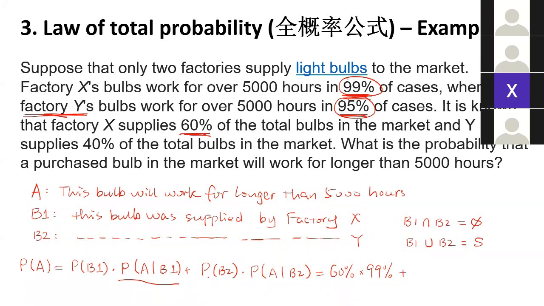Okay, so how about the second part? The probability of B2 means the probability that this bulb was supplied by factory Y. This number is here because it says Y supplies 40%. So let's put 40% here. Next, the probability of A given B2 means if this bulb was supplied by factory Y, what is the probability that this bulb can work longer than 5,000 hours? And this number is shown here. This is 95%, right? Okay, so if we add these 2 numbers up, we can find this number is actually 0.974. So this is the probability that a randomly chosen bulb can work for longer than 5,000 hours. Understand? It's sort of like a weighted average. It's from the law of total probability.